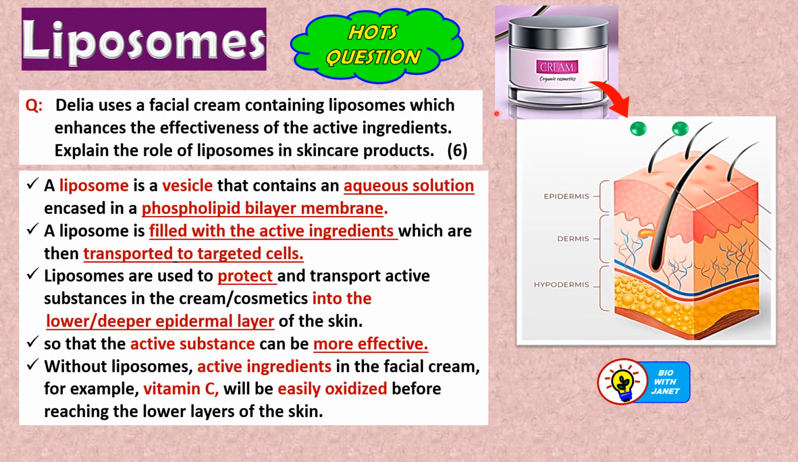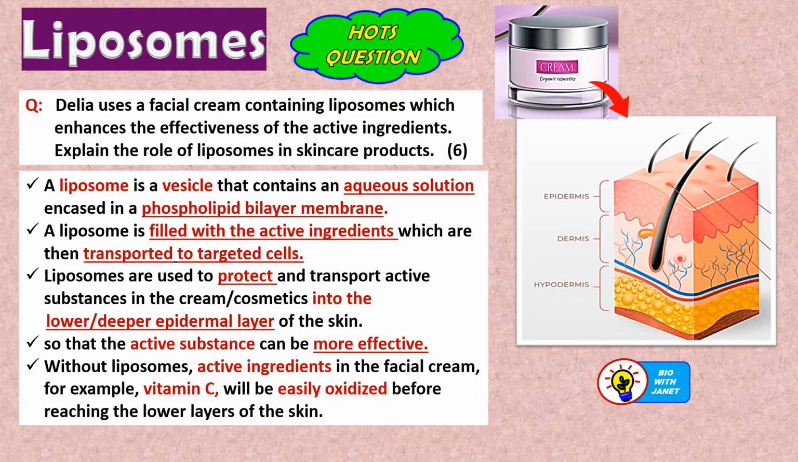So let's look at this animation. Let's say this cream contains a lot of these tiny vesicles called liposomes with the active ingredients of the cream inside, right? Once the cream is applied on the skin, it will move down to the lower layers. After that, the phospholipid bilayer membrane of the liposome will break down or decompose, and then the active ingredients will be released into the tissues here, to carry out their function and to affect the condition of the skin, all right.